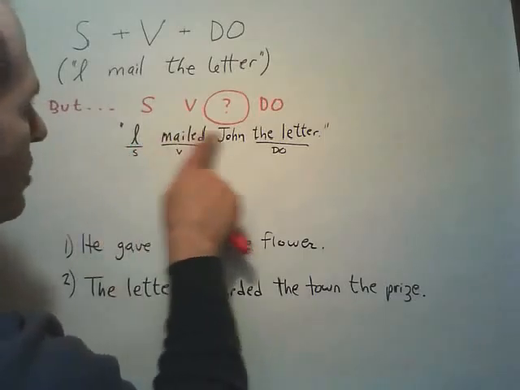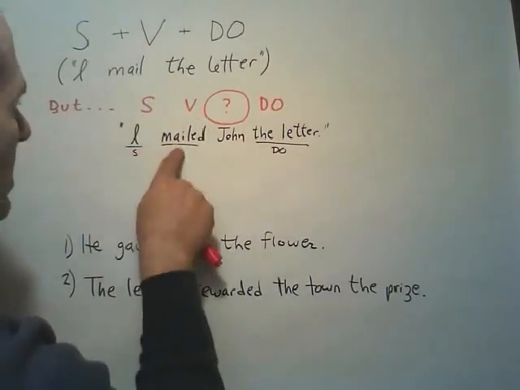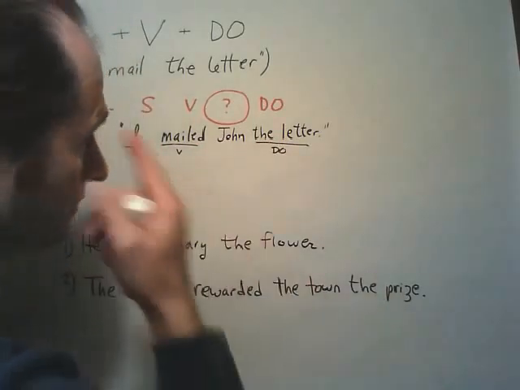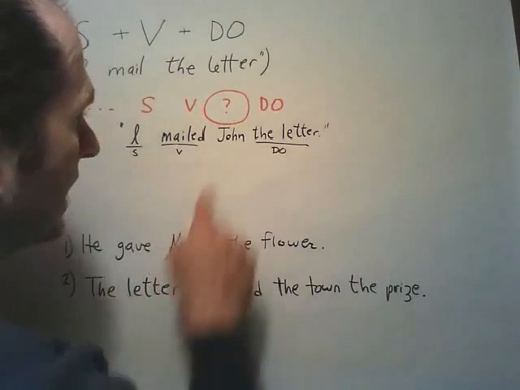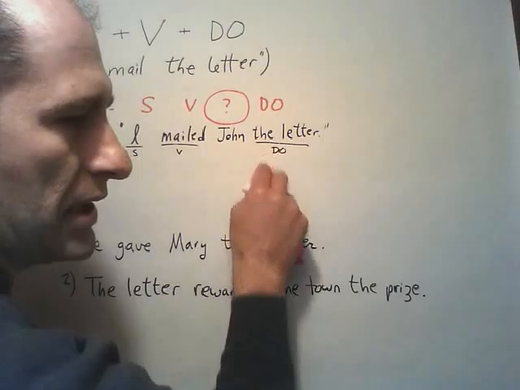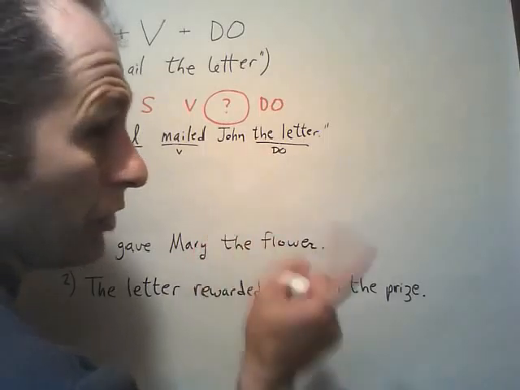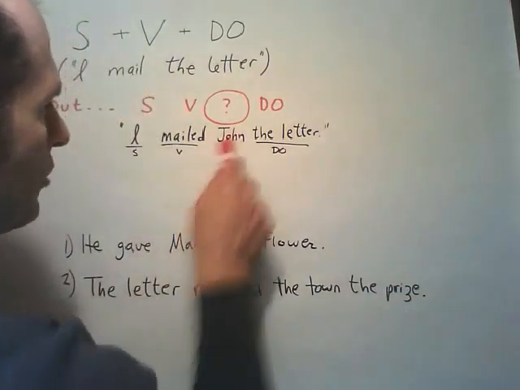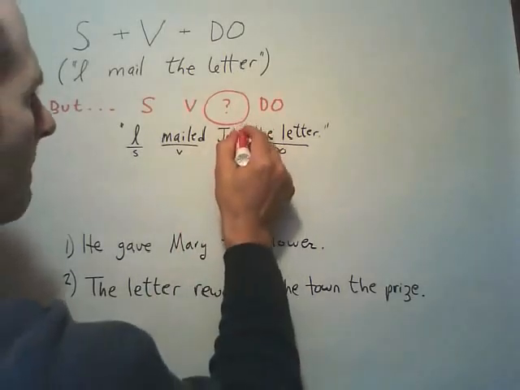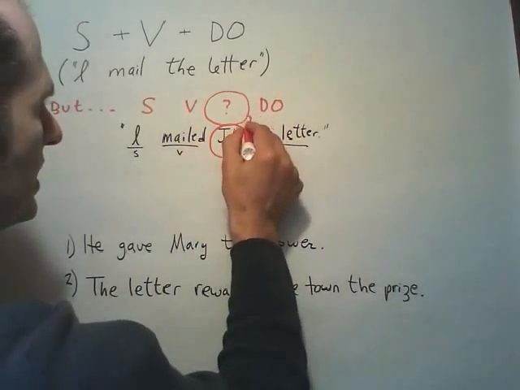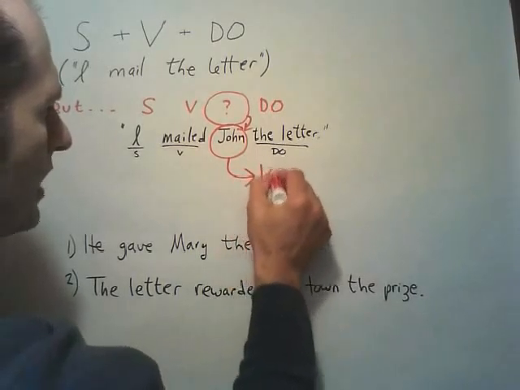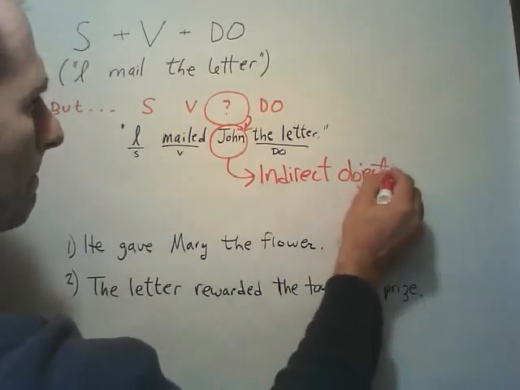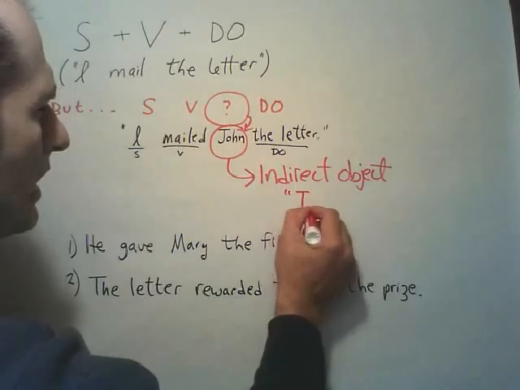Here's the example. I mailed John the letter. Now, I know that this is the verb, this is the subject, this is the direct object. Who is John? Well, I know he is closely related to the direct object. He's the recipient. But I know I didn't mail John. I mailed the letter. This is what we call an indirect object. So here, John is an example of what it is. This is called an indirect object, or the I-O.